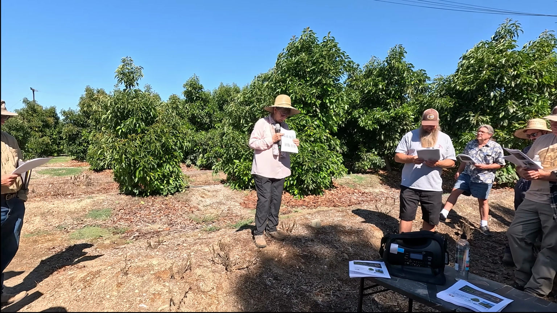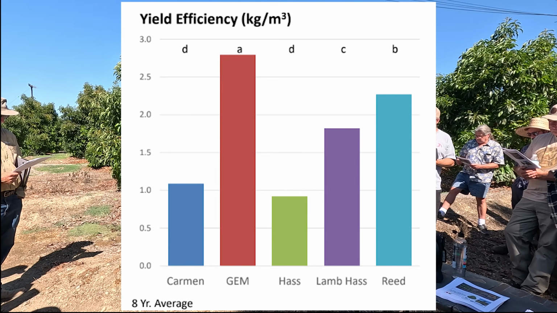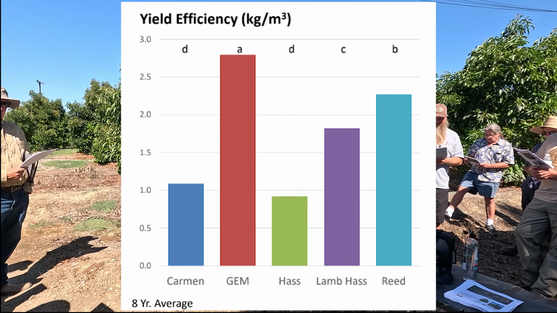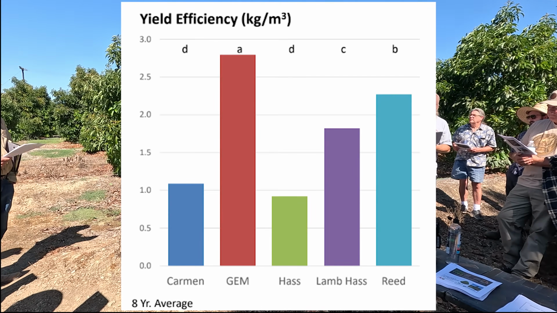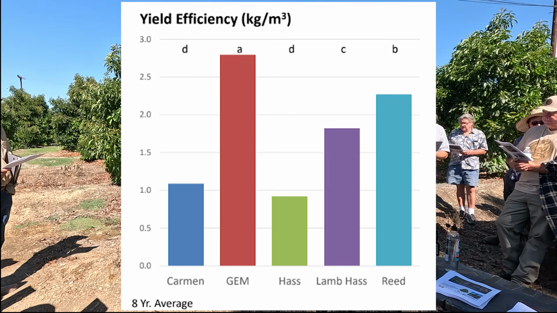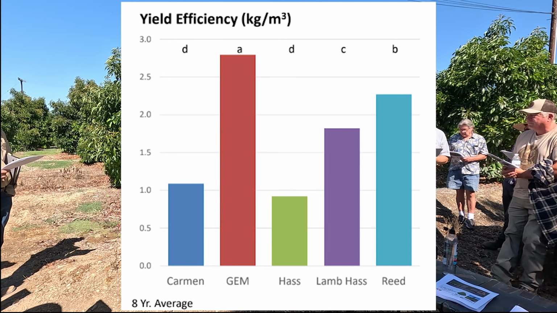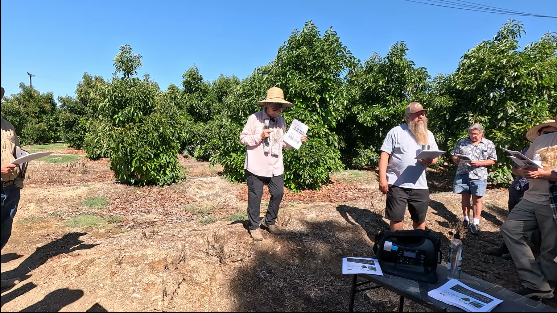And sure enough, when you look here, who is the winner? A clear winner in this trial. Gem. It means it's a more efficient factory for producing fruit for you than Hass. Okay, and in kilograms, it's producing about 8 pounds per cubic meter of tree. Yes. I don't see Toro Canyon.